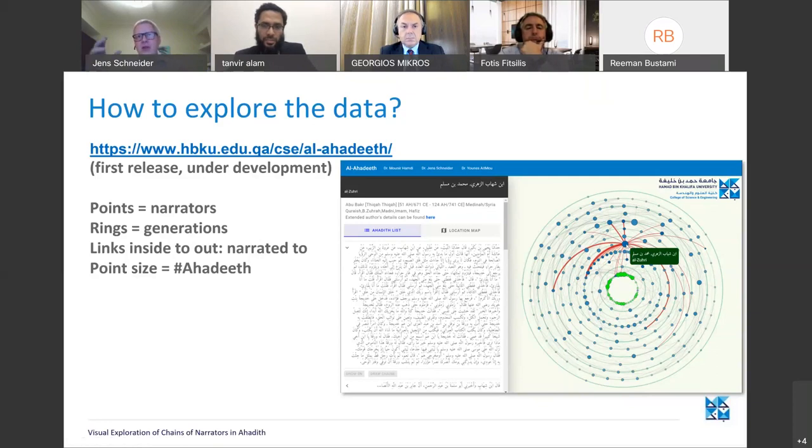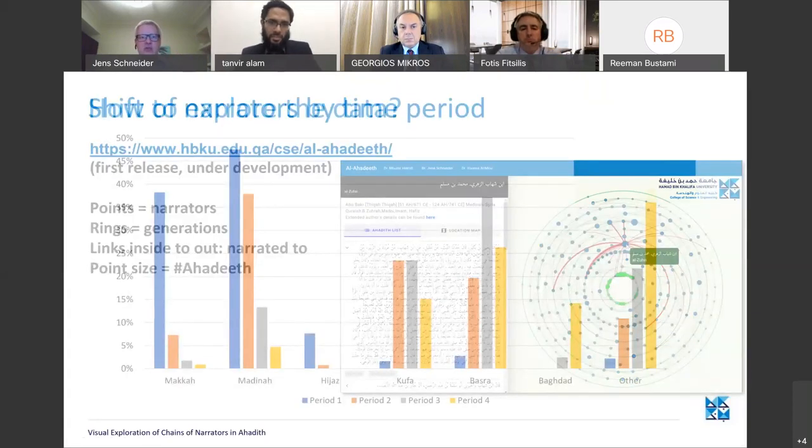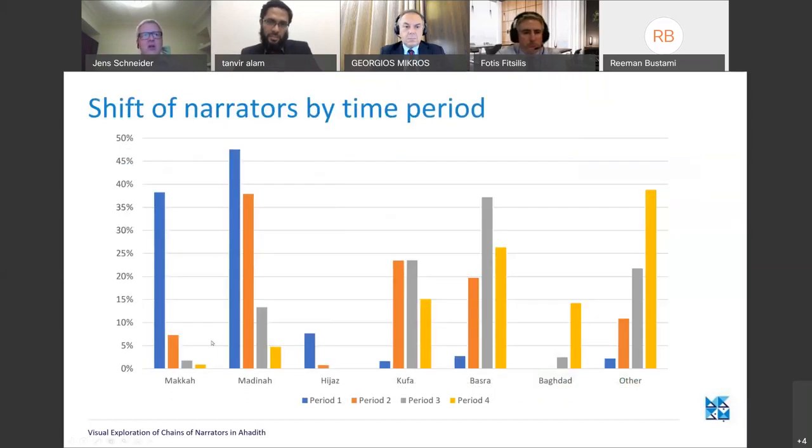And so bringing back together not only the religious aspect, but also the cultural aspect is what drove us to this project. So here you see the period one is the blue bar, and you see Mecca and Medina gets less significant with time, whereas Kufa and Basra pick up, and Baghdad later, as the traditional centers of knowledge shifted through the region.